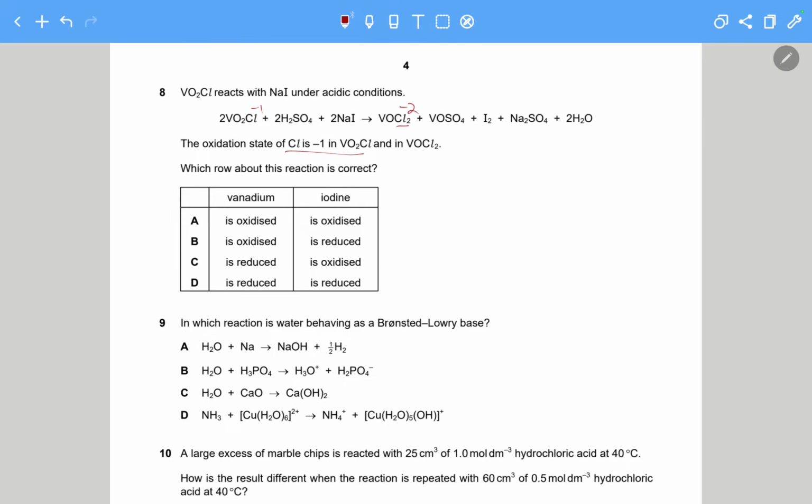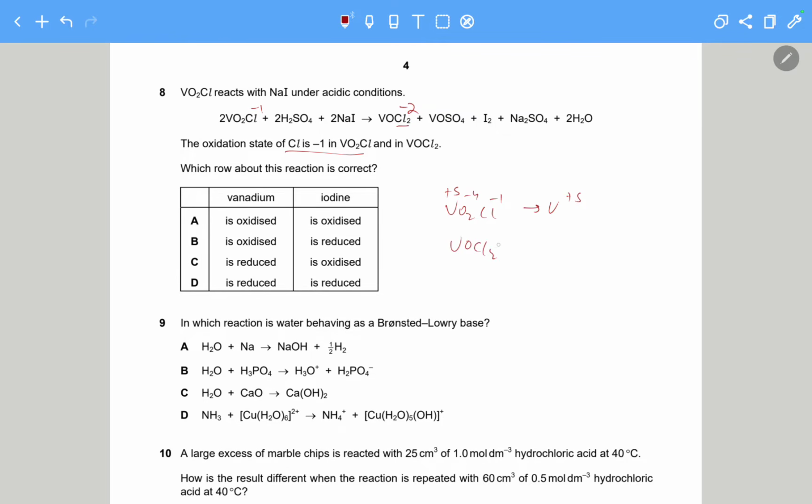So we want to know what happens to the oxidation state of vanadium and what happens to the oxidation state of iodine, because that's what the options say. So let's look at VO2Cl first. We know the chlorine is -1. We know oxygen is -2, but there are two oxygens, so -2 into 2, which is -4. And we know that VO2Cl is a neutral species, so V has to be +5. So V is in +5 oxidation state.